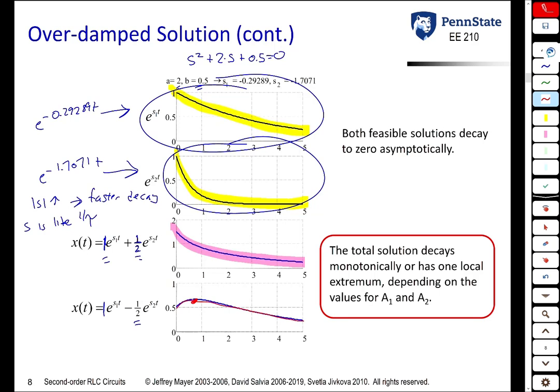So bottom line, when you have an overdamped solution, the response is either going to look like a decay, or it's going to look like a decay with a little hump in it first. And it depends on a1 and a2.